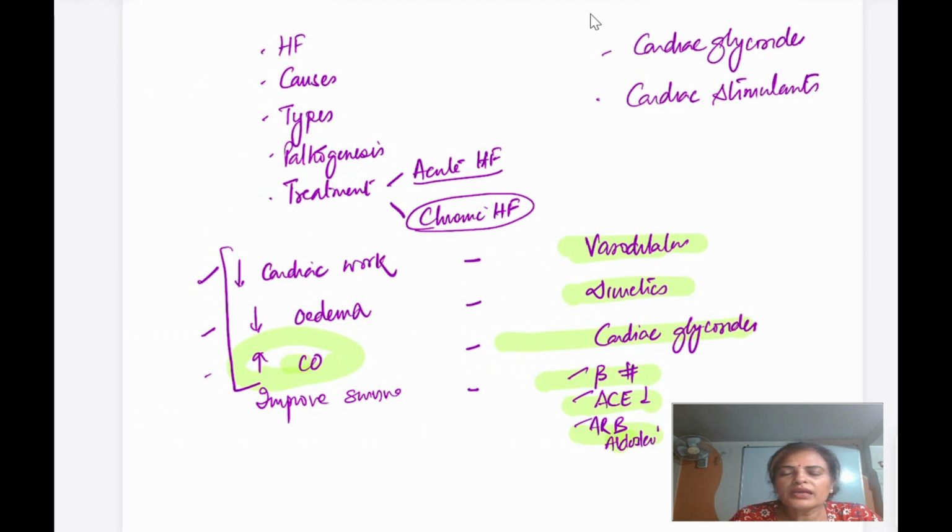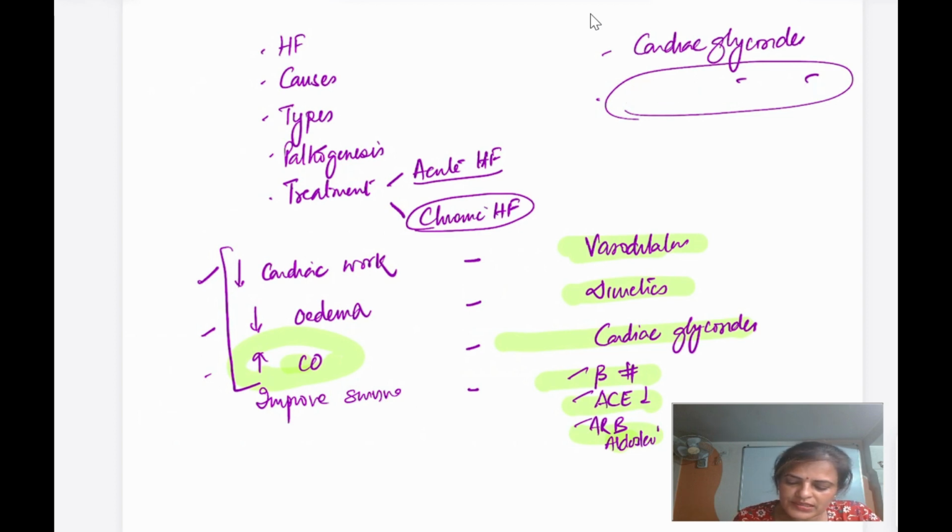Cardiac stimulants and cardiac glycosides both have a positive inotropic effect. They increase the contractility of the heart, but the difference is that cardiac glycosides do not increase the oxygen consumption of the myocardium, whereas cardiac stimulants increase the oxygen consumption. So what comes under cardiac stimulants? Under cardiac stimulants we have adrenaline.